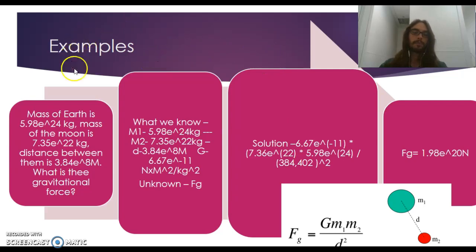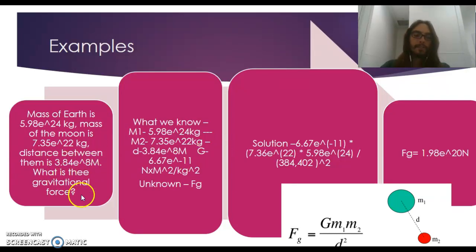So here's an example. The mass of Earth is 5.98 e to the 24th kilograms. So remember that e just takes the place of times 10 to the. And so then the mass of the moon is 7.35 e to the 22nd kilograms. So if you see Earth is to the 24th, moon is to the 22nd, that's 2 more zeros. So Earth is much larger than the moon. And then the distance between them is 3.84 e to the 8th meters.